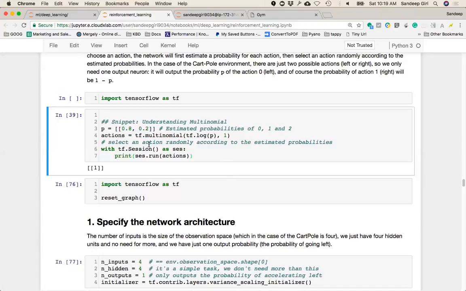A question from Bintao is, what will happen if the sum of p is larger than 1? Good question. It doesn't give an error, but ideally it wouldn't make much sense. I'm not sure why it is not giving an error, but it's kind of a mistake, and maybe it is normalizing internally.